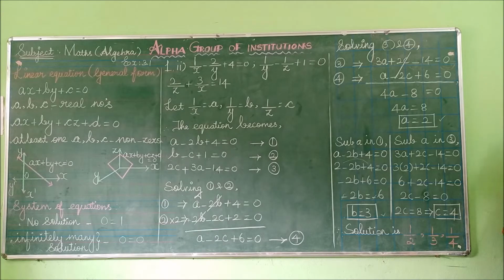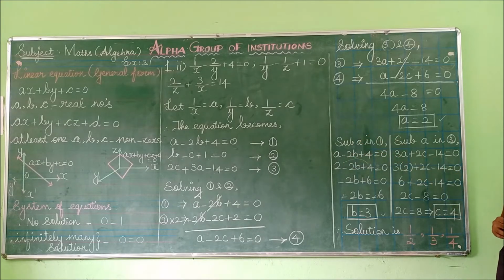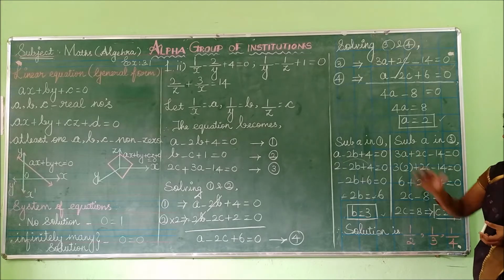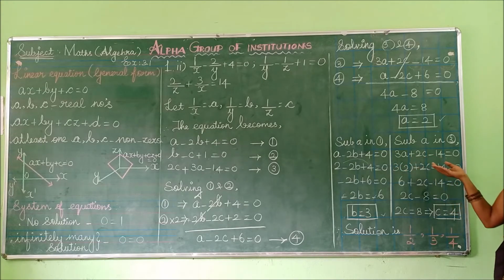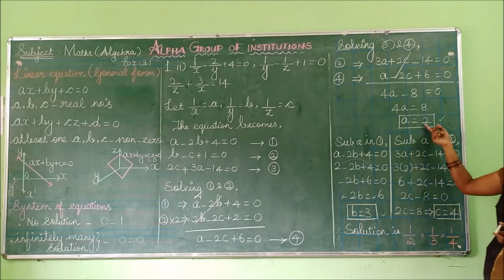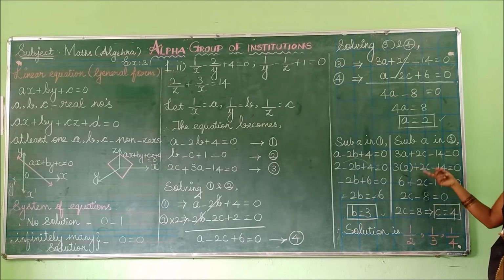Now we have to find the value c. So we are preparing with any of the other equations. You can substitute in the second equation or else the third equation. I have substituted in the third equation. So what is our third equation? The 2c I have written in the middle. 3a plus 2c minus 14 which is equal to 0. Instead of this a you have to substitute the 2 value. So I have substituted the 2. 3 into 2 is 6 plus 2c minus 14 which is equal to 0.